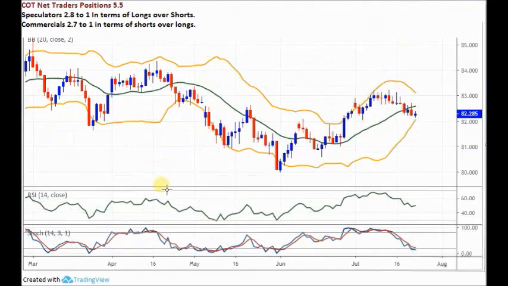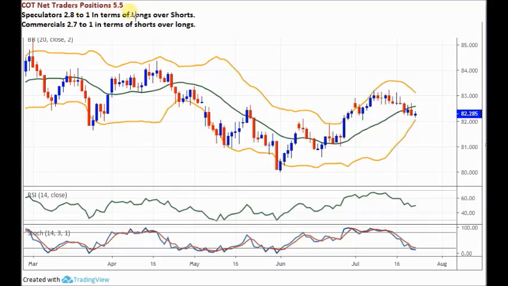Right, just on the CAD JPY now, and the round number we were interested in the last video was this 83 level here, and we've retreated back from the level. Not too much, but I think we're going to see a big move down. We'll come back to the chart in a moment, but let's look at the COT net traders positions.